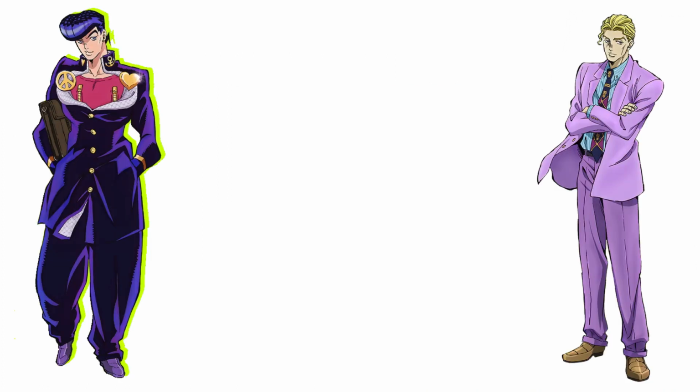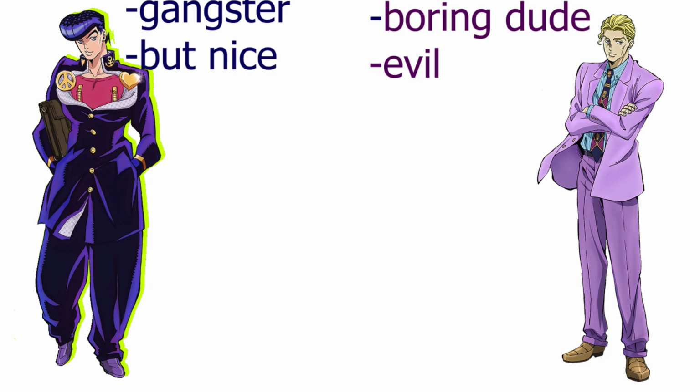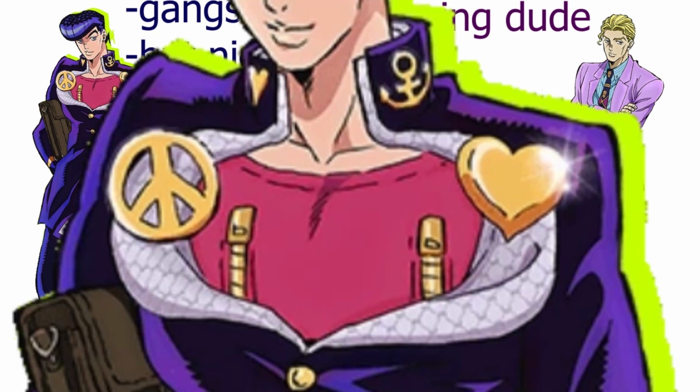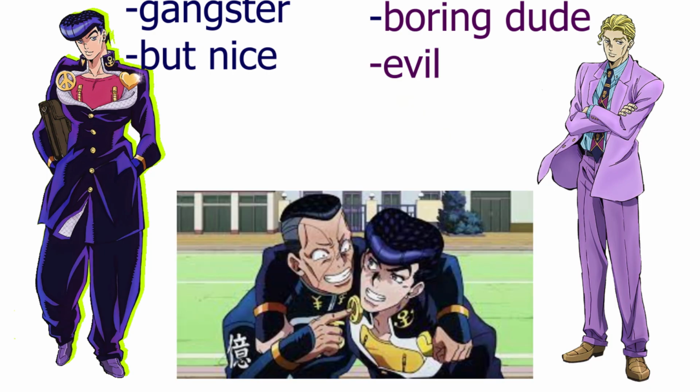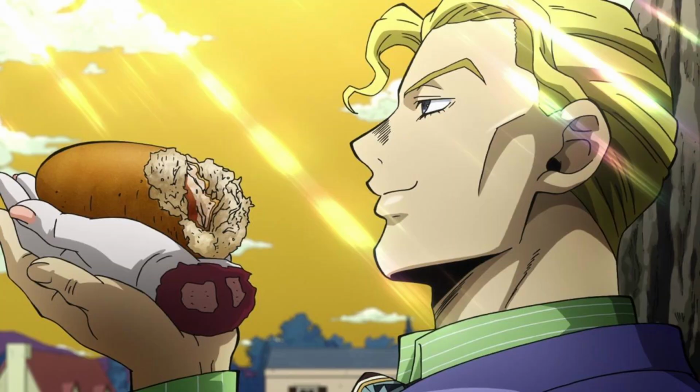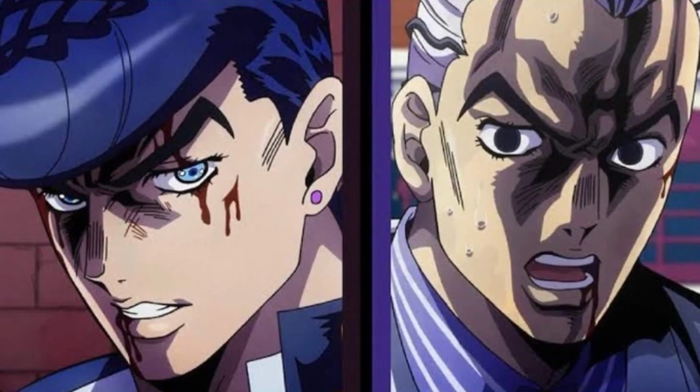The best example is in part 4 with Kira and Josuke. One is a delinquent but is actually a really nice person. Meanwhile, one's dressed up as a normal guy and is the most evil man ever. One wears a heart and the peace sign on his jacket. Meanwhile, the other has skulls on his tie. One is very open to making lots of friends, and the other one shelters himself away from everyone. Josuke will willingly get into a fight with someone, meanwhile Kira only does it when he gets annoyed.